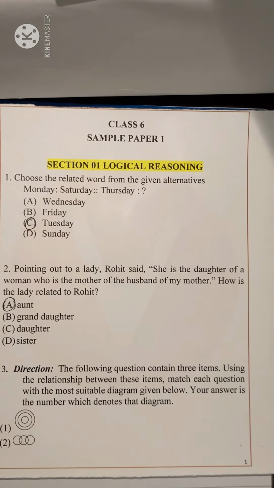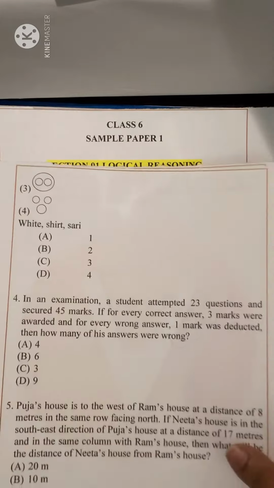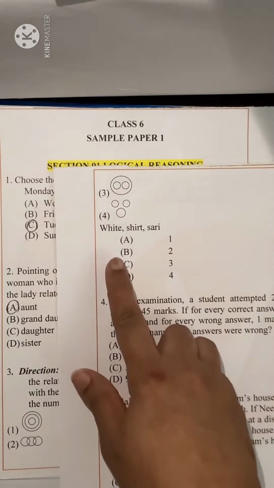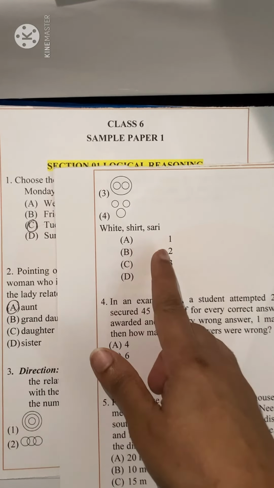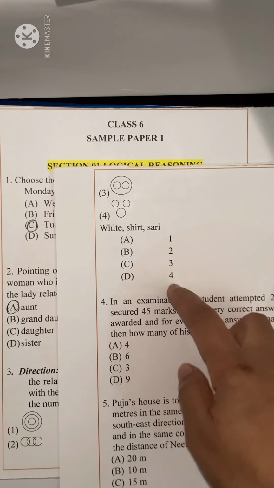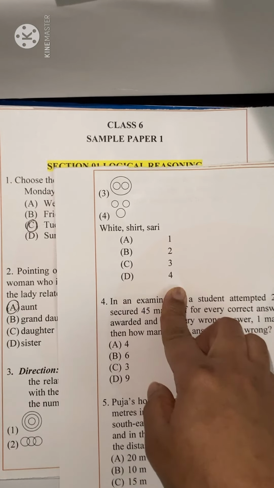Next, number 3. The following questions contain 3 items. Using the relationship between these items, match each question with the most suitable diagram given below. Your answer is the number which denotes that diagram. You can see the diagrams here. This one, 3 and 4, and the items are white, shirt, sari, and options are given like this: A, 1, B, 2, C, 3, and D, 4.